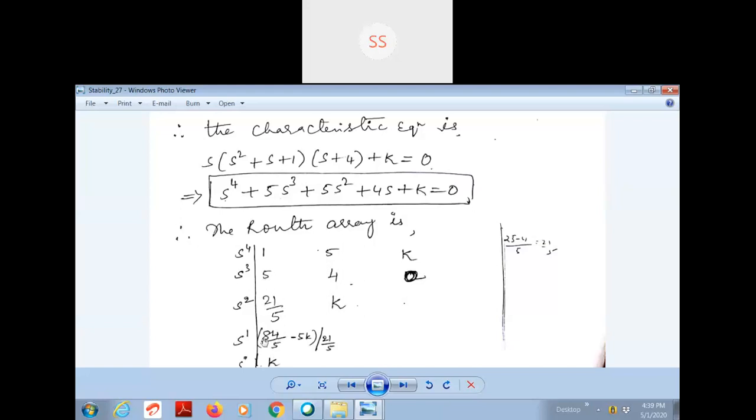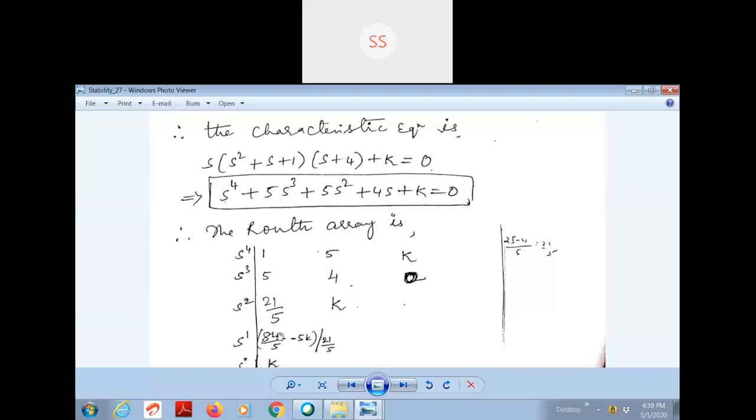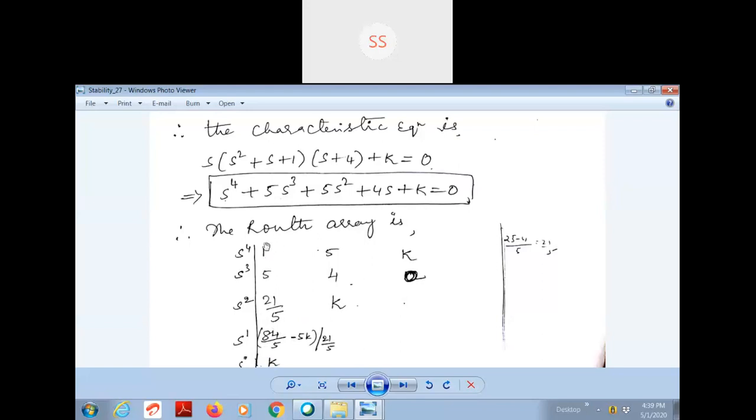So therefore now we have to inspect again the first column of the routh array only. Now in the first 3 terms, 1, 5 and 21 by 5, there is no problem, they are all numbers. But here in the s to the power of 1 row and the s to the power of 0 row, we have the k terms. So now we will have to assign some conditions, or put some restrictions, on these two terms so that they remain positive. Then only the system is going to be stable.